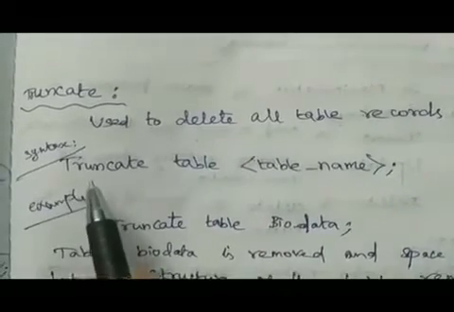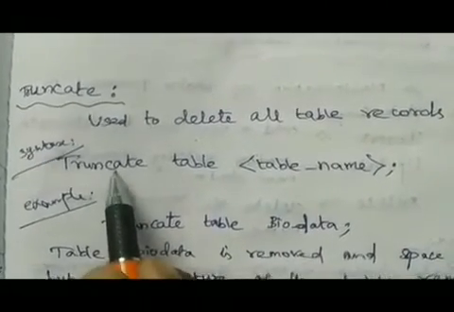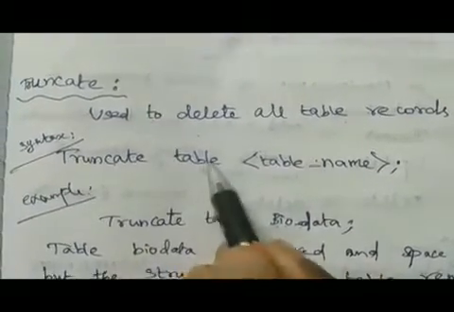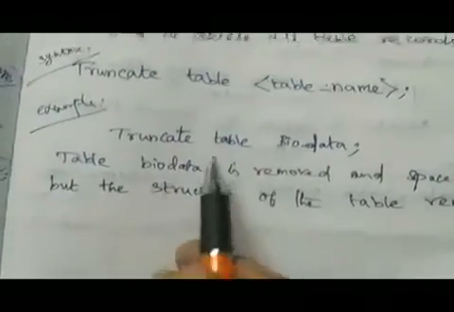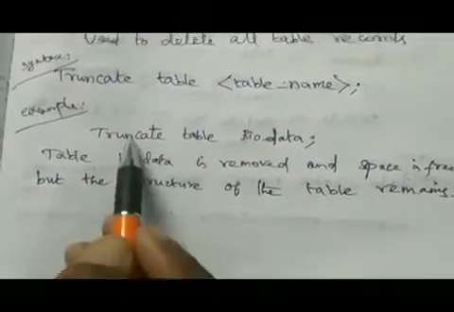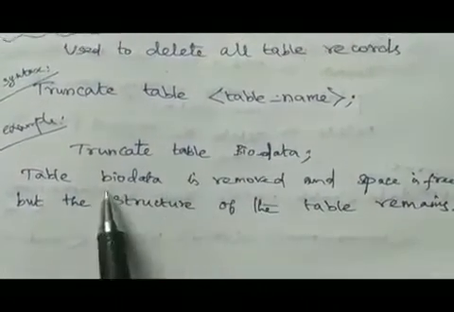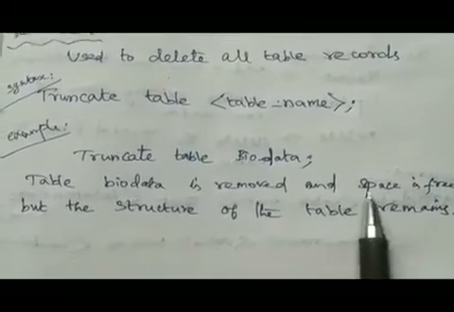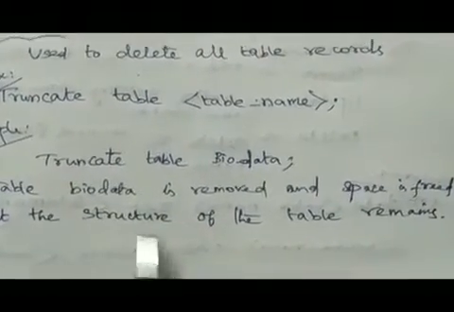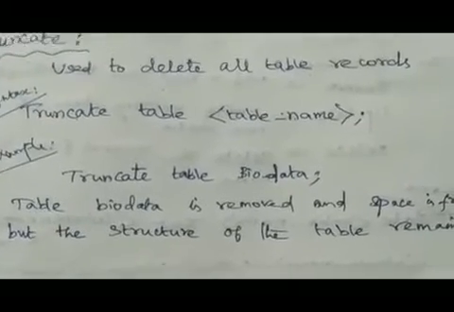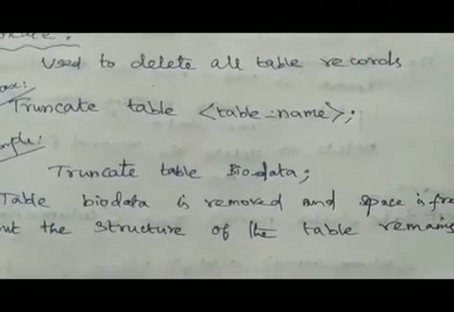So what is the syntax of truncate command? Truncate table, table name. So if we are using the biodata table, truncate table biodata. After executing this command, the records of the table biodata get removed and the space is also freed, but the structure of the table remains in the database. The entire record gets deleted, but the structure remains.